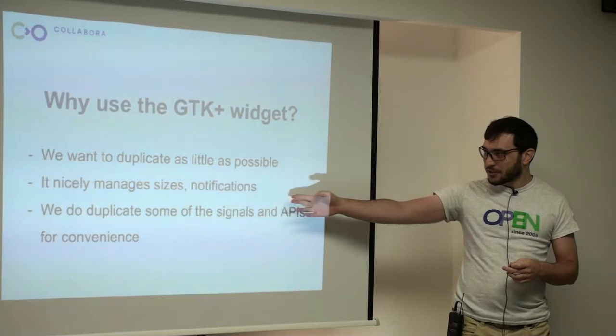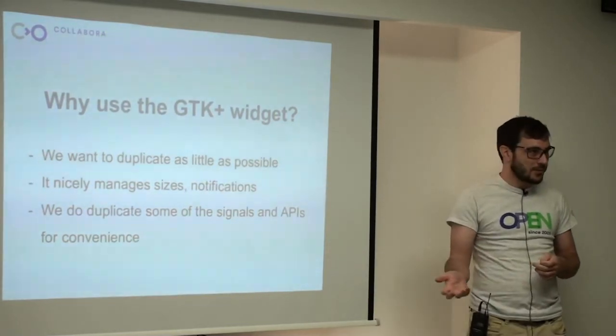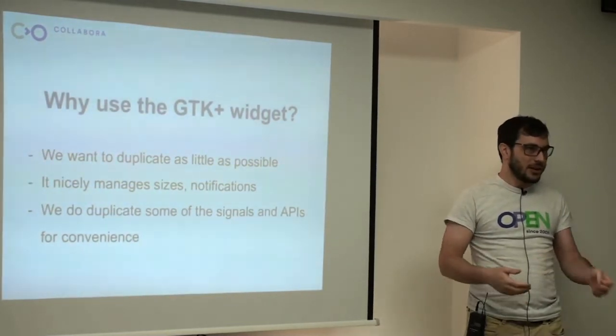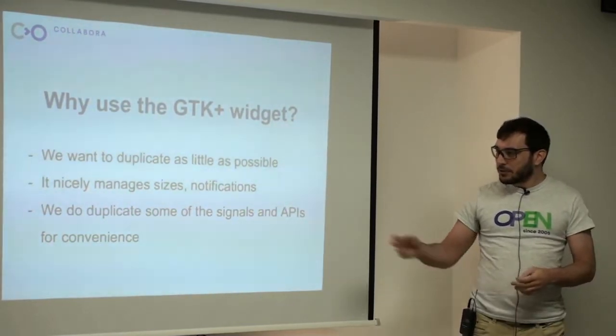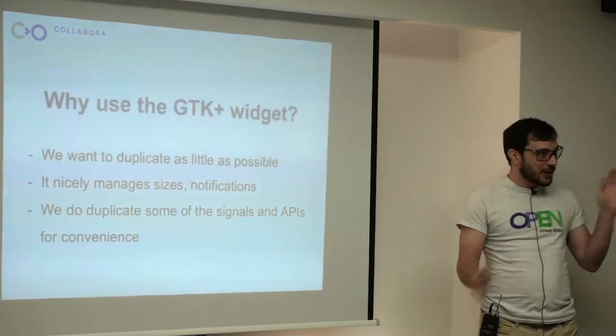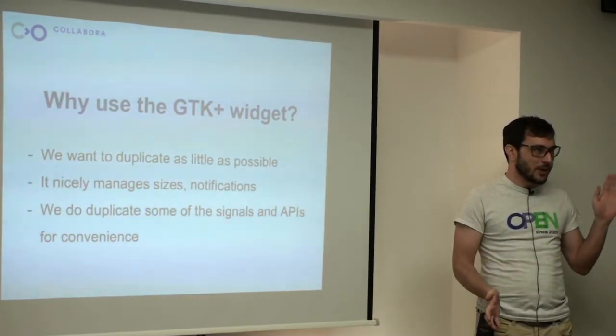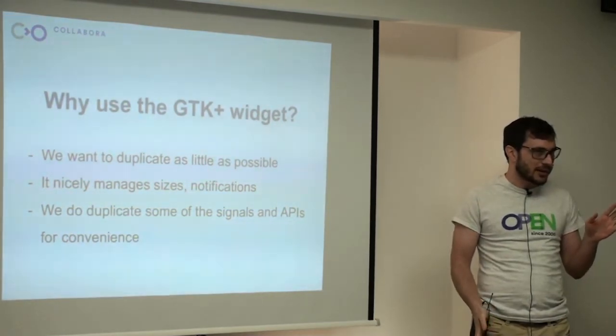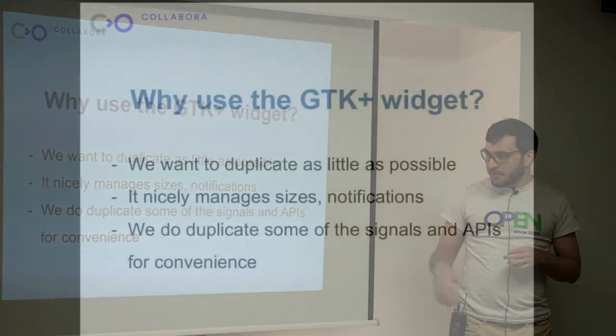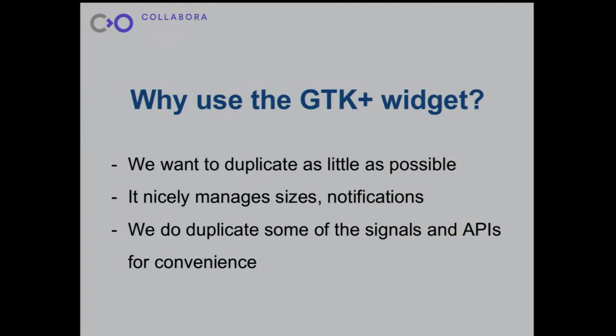The GTK widget still manages nicely things like sizes and dealing with the web process. And also it has a very large API. So we want our API users to use some of the WebView APIs directly. But we do duplicate some of the signals and APIs for convenience. So things that are very commonly used, like tracking load state, loading URI, that kind of thing, we duplicate just for convenience.